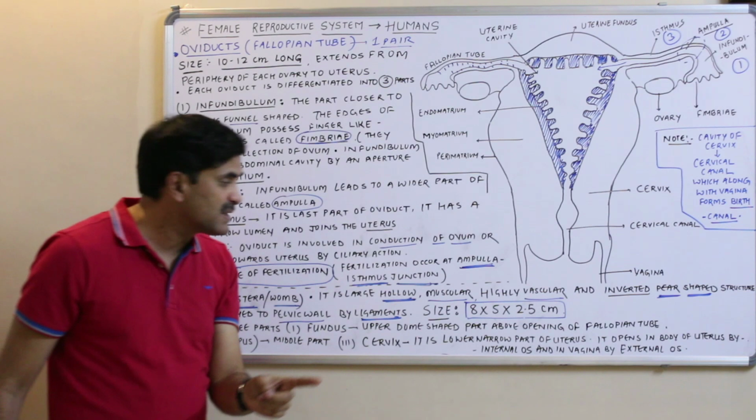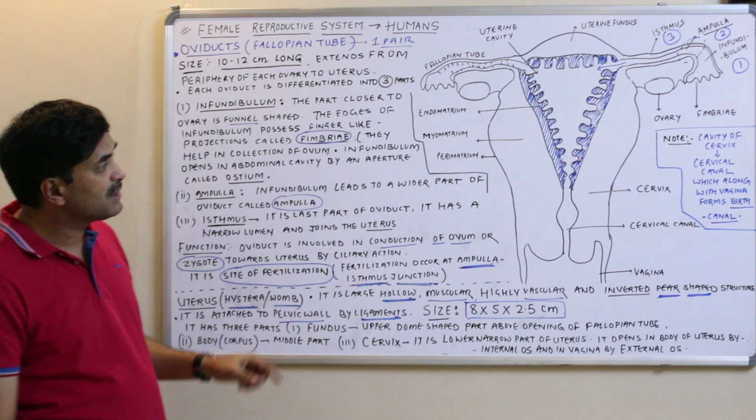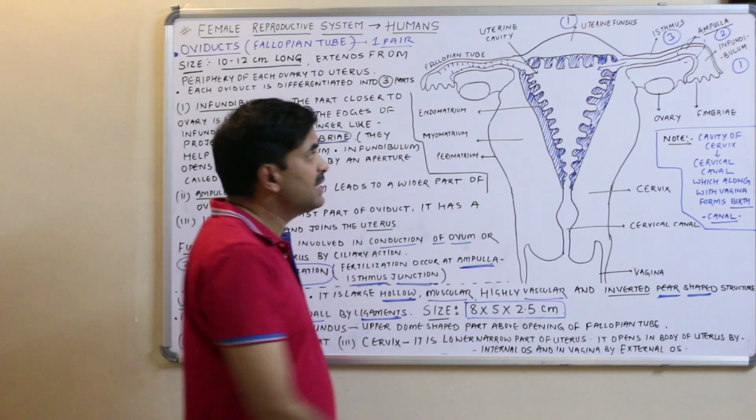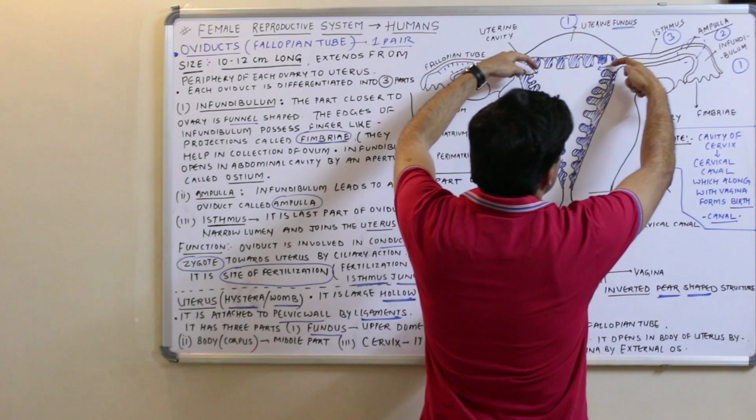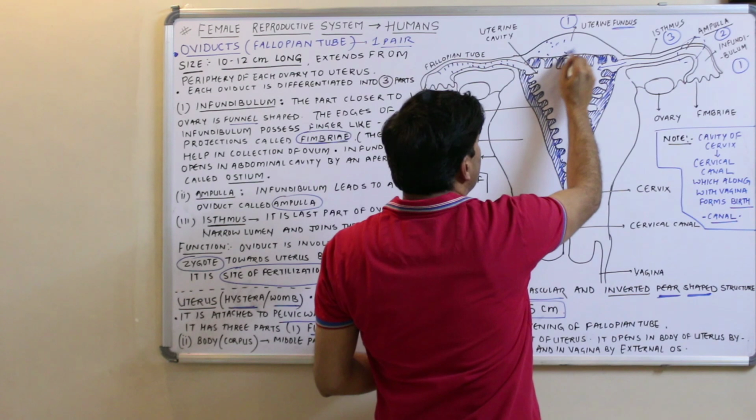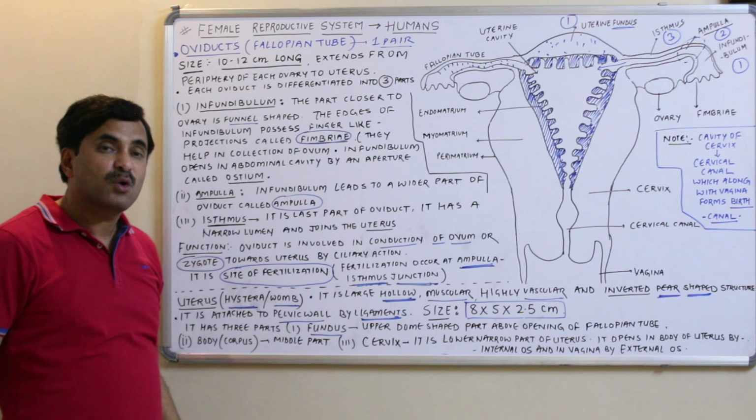And it has three parts. You are able to see the three parts. Number one is the uterine fundus. See here, the fundus. It is the upper dome shaped part above the opening of the fallopian tubes. See here, these are the openings of the fallopian tubes. So the dome shaped part present above them is known as the fundus.